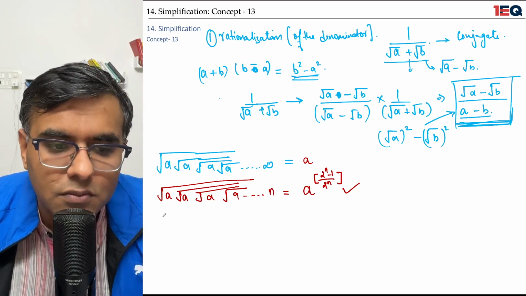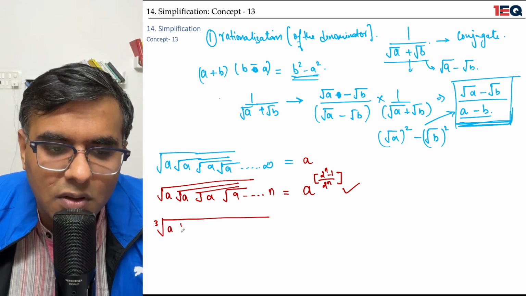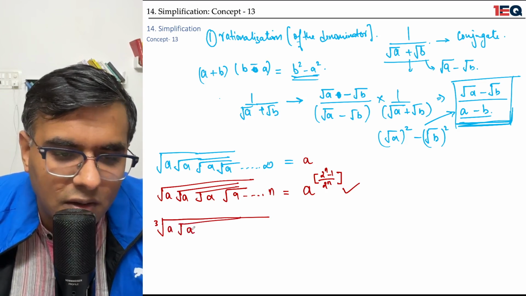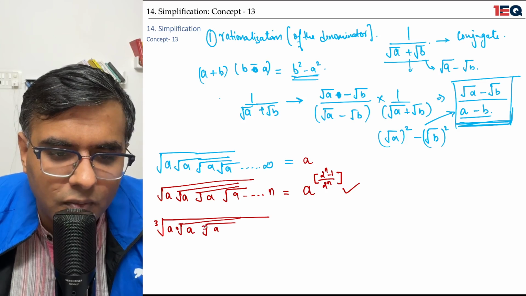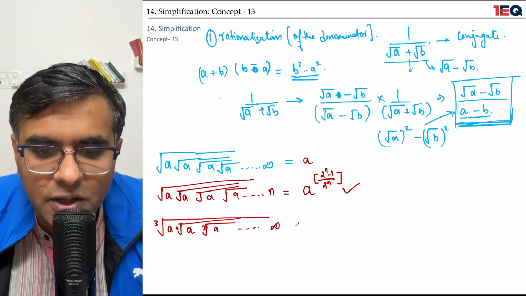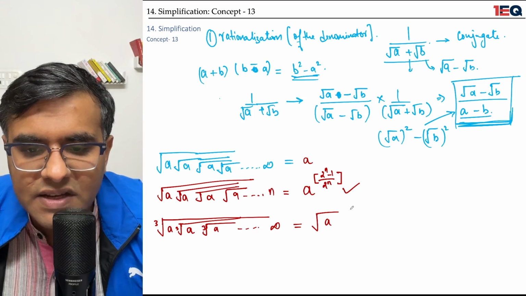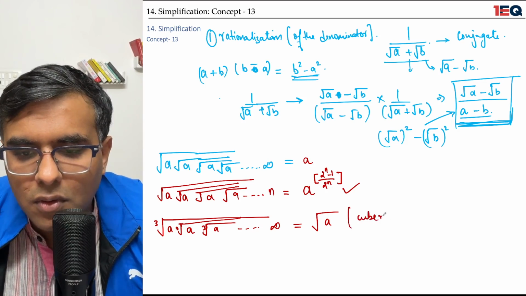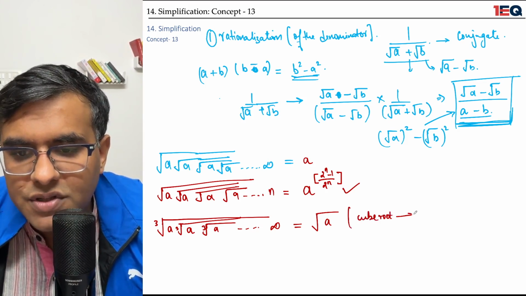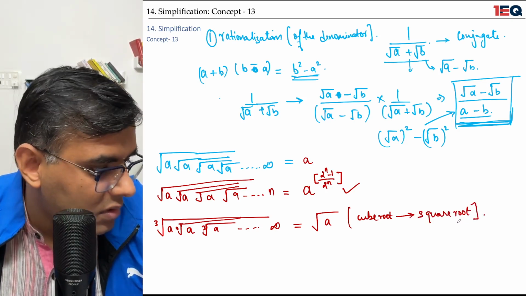Let's assume there is a cube root. There is a cube root of a, then another cube root of a, then another cube root of a, and so on till infinity. So the answer of this would be the square root of a. What we're essentially doing is, if we have a cube root of a, it would shift to the square root of a.